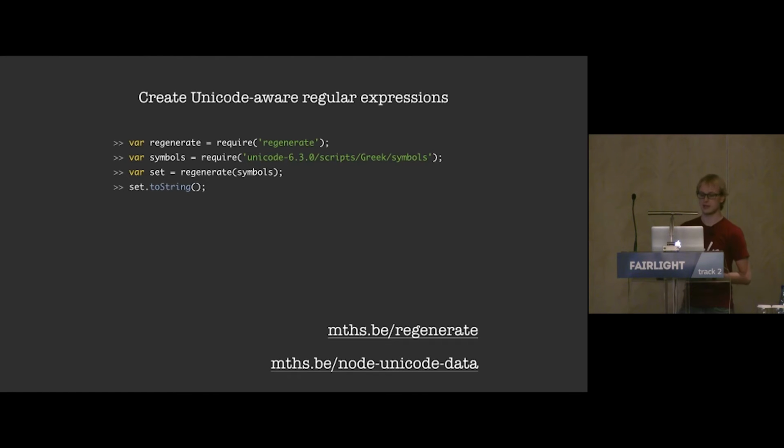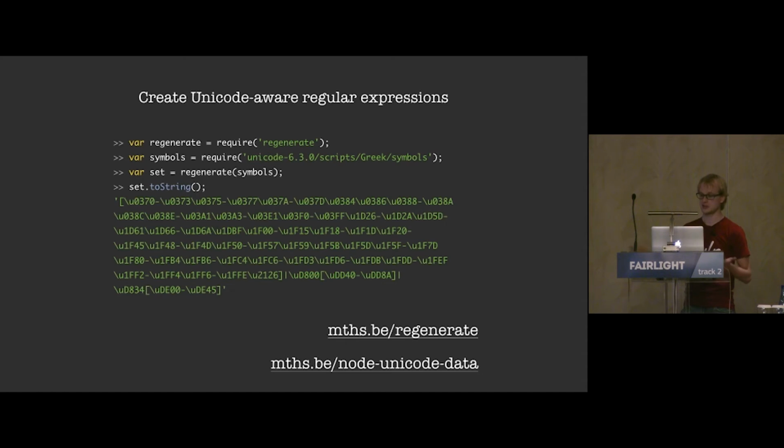So here I'm just getting an array of all the Greek symbols according to Unicode 6.3.0, and then I feed that array into Regenerate, turn it into a regular expression, and apparently that looks like this. So again, not a regular expression that you would enjoy writing out by hand, let alone maintaining. But you may have noticed that I'm using Unicode version 6.3.0 here, but Unicode version 7 has been out for a while. So let's imagine we have to update this regular expression based on the new Unicode version.